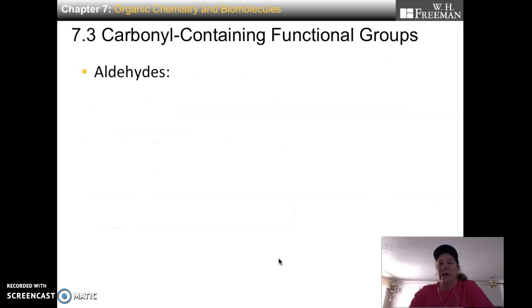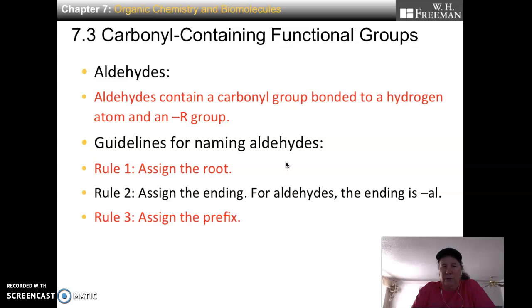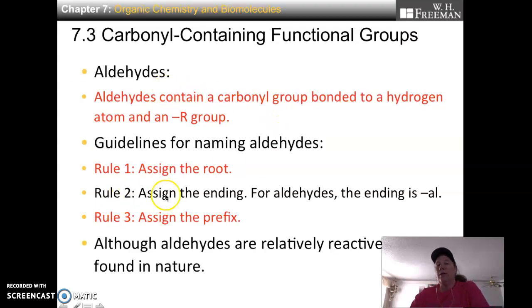So an aldehyde, what happens with an aldehyde is it's on the end and it has a double bond C and then an H. So it's always on the end, which actually would be the first carbon. I'm going to show you an example. You assign the root: how many carbons do you have? So let's say you have a chain of 7. We know that's heptane. We're going to drop the E and add Al if it has a double bond OH on the end.